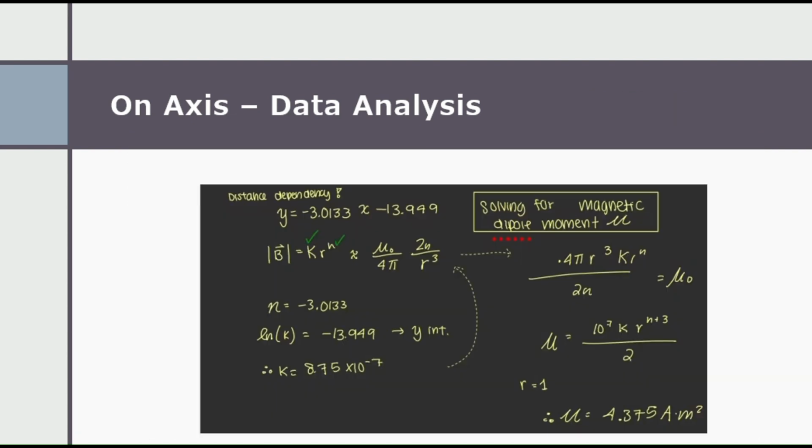Since I was able to have this distance dependency formula as a linearized formula, I was able to use this n and k to figure out my dipole moment mu, and that ended up being 4.375 amp meters squared.